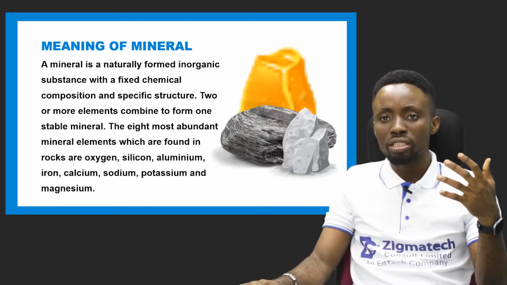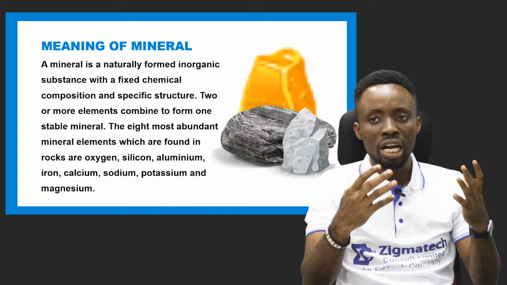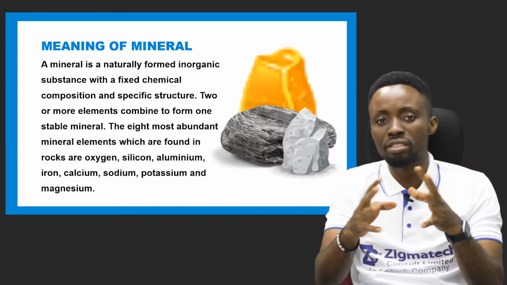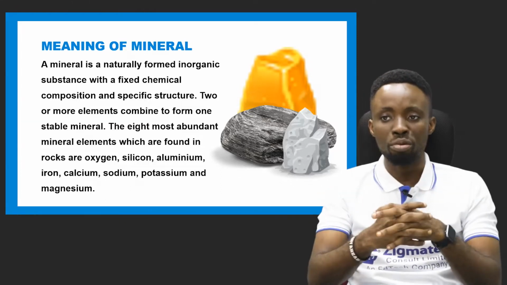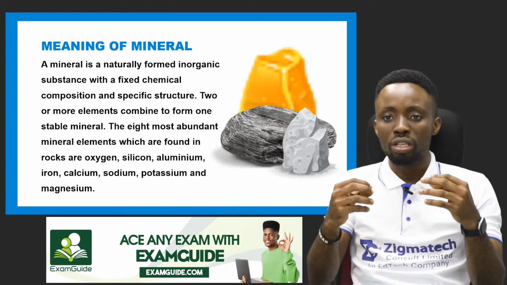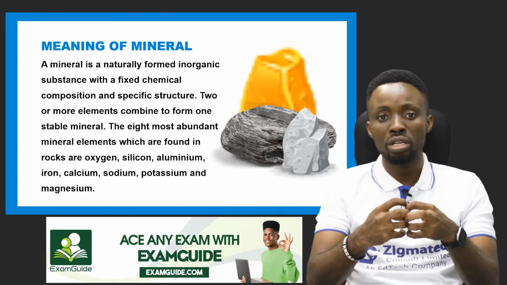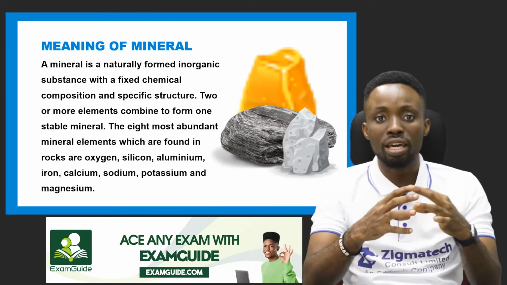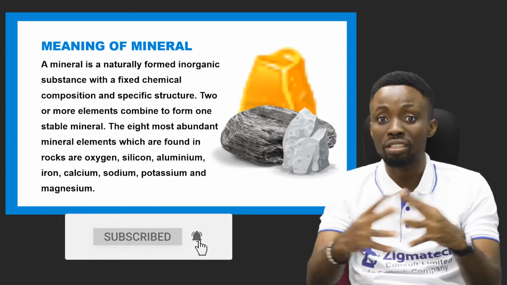So, let's look at what a mineral is. Now, a mineral is simply an inorganic substance with a fixed chemical composition or a fixed type of structure. So minerals are actually rich in elements that we actually know about. Elements like oxygen, silicon, magnesium, calcium, phosphorus, potassium, and the rest.